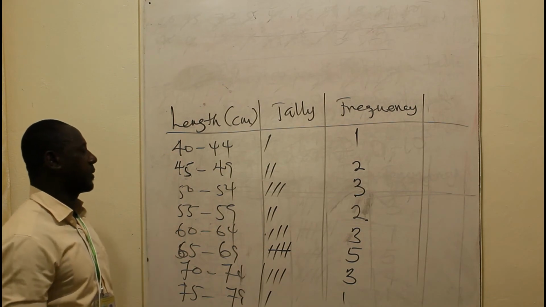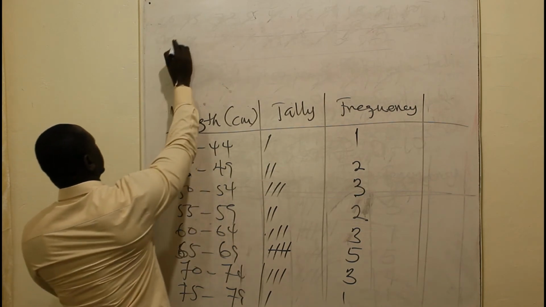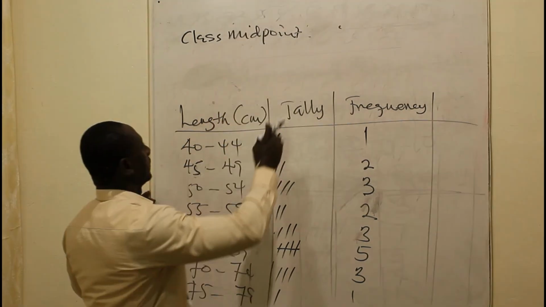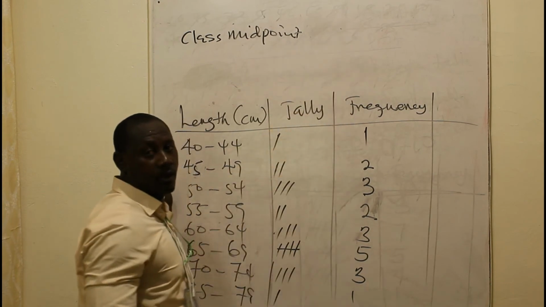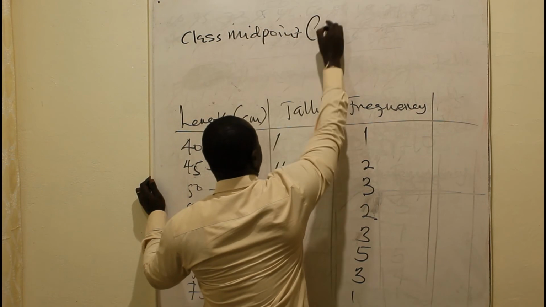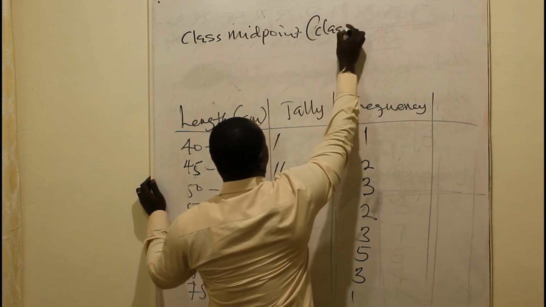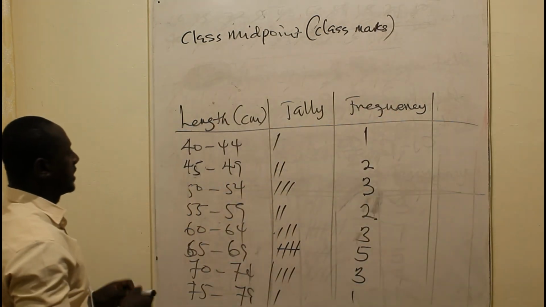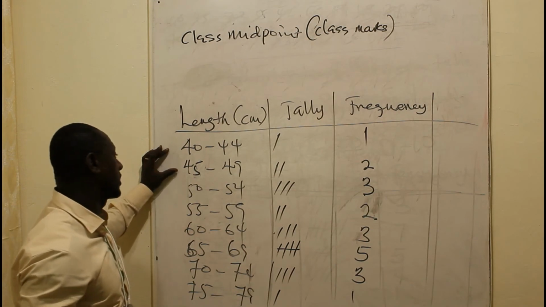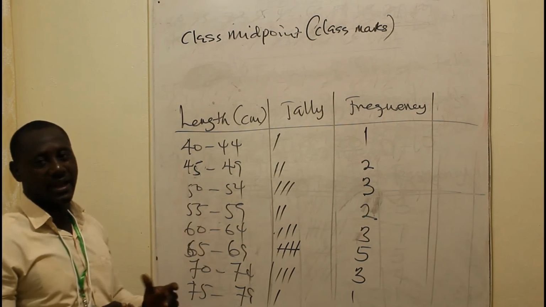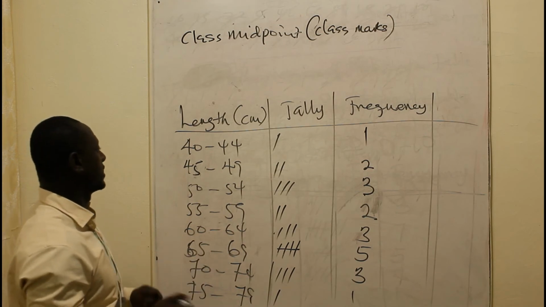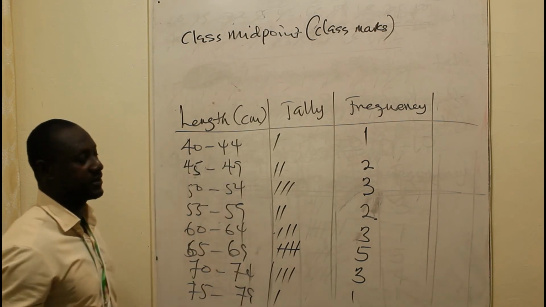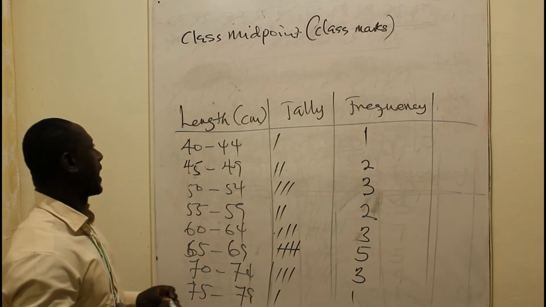Okay? We can also talk about the class mid points, or the class marks. And how do we calculate the class mid point? We say it is the average of the class limits. Which means that I will take the upper class limit, add it to the lower class limit, and divide by 2. And that gives me the class mid point.